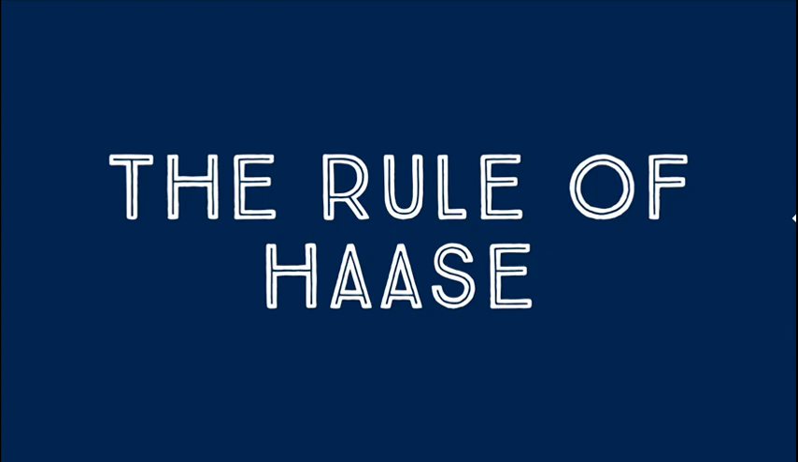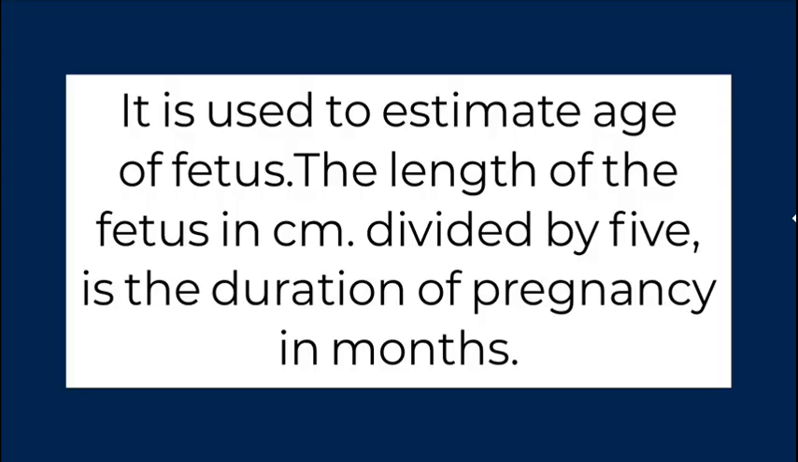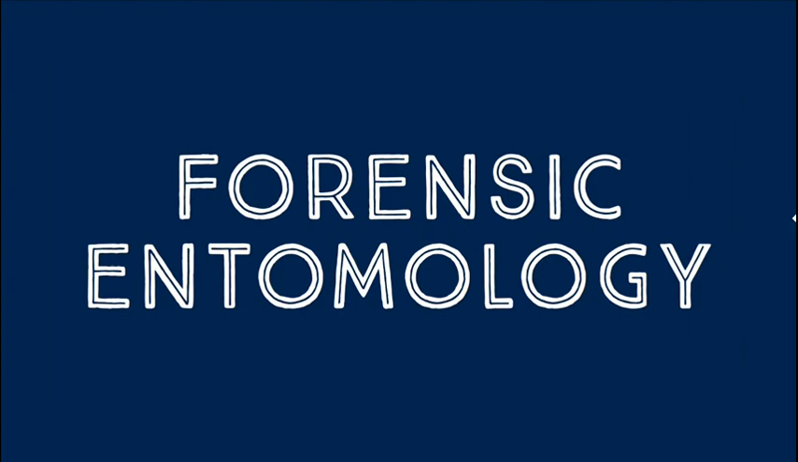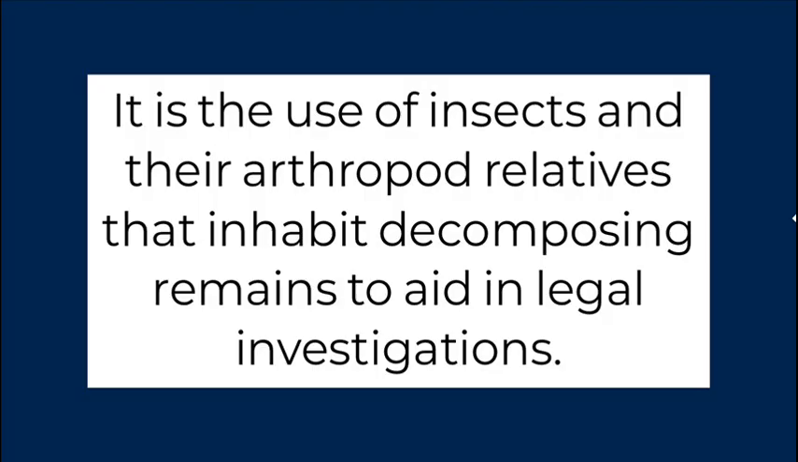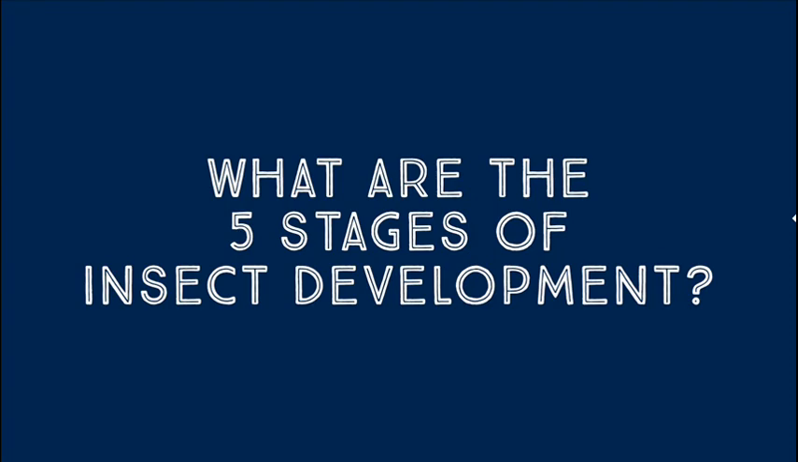The rule of Haase. It is used to estimate age of fetus. The length of the fetus in cm divided by 5 is the duration of pregnancy in months. Forensic entomology. It is the use of insects and their arthropod relatives that inhabit decomposing remains to aid in legal investigations. What are the 5 stages of insect development?